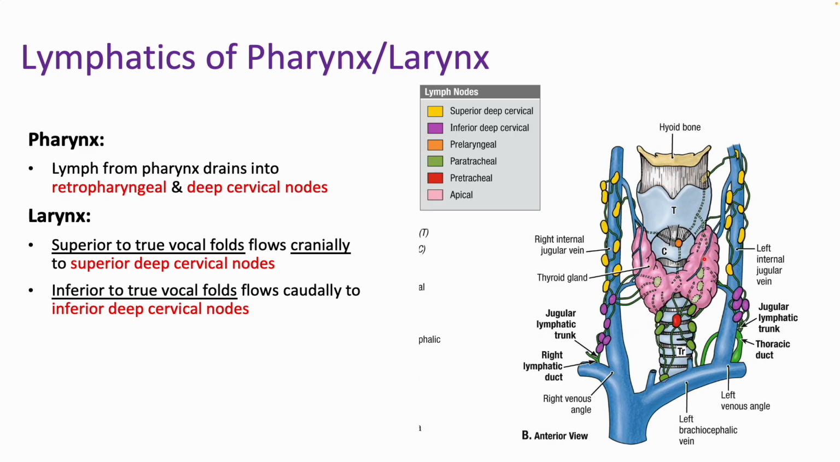Got our thyroid gland here and some veins, because remember, lymph nodes tend to travel with veins. So retropharyngeal, deep cervical is the pharynx.